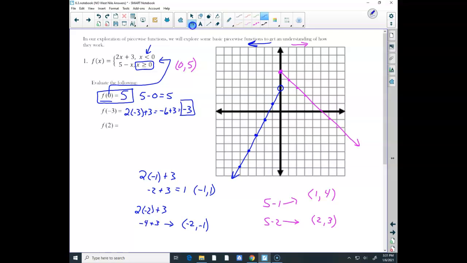Well, I should be able to see that on my graph. I can come over here to 1, 2, 3, 1, 2, 3. There it is. And that shows me on the graph where I'm at. Okay, so I can get these values off my graph if I wish, or I can just say, hey, 2 goes into this piece because 2 is greater than 0. So I'd be like, 5 minus 2, that's going to equal 3. So f of 2 equals 3. Okay, so that's all we're going to do on that one. And we graphed it and evaluated it.